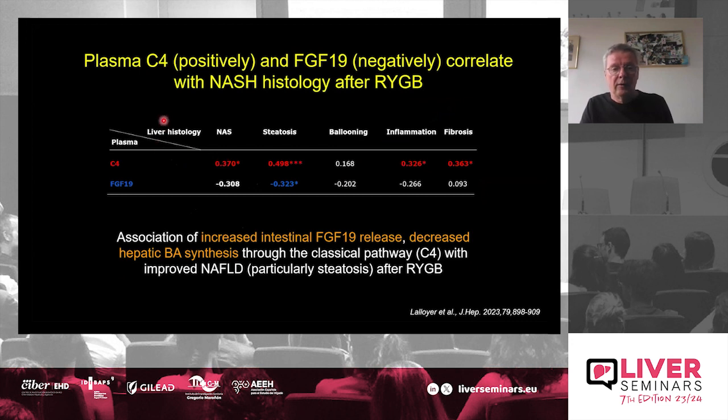And what we found is that the changes in parameters that determine bile acids, such as C4, which is a marker of the classical pathway of bile acid synthesis, and FGF19 that blocks the classical pathway, correlate positively, respectively, negatively with NASH histology. So again, pointing to a link of this whole cholesterol bile acid pathways and fluxes with changes also in NASH histology after Roux-en-Y gastric bypass.